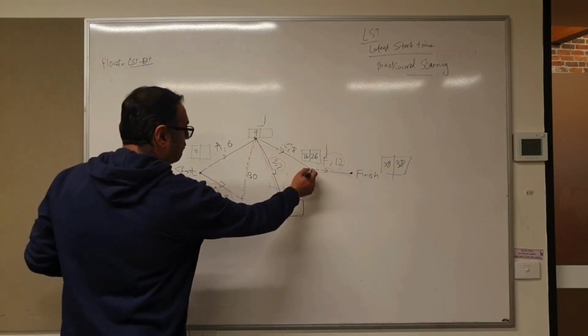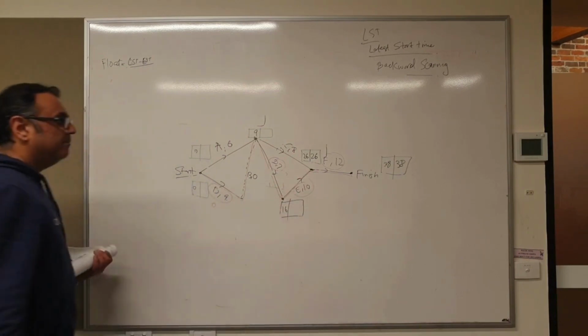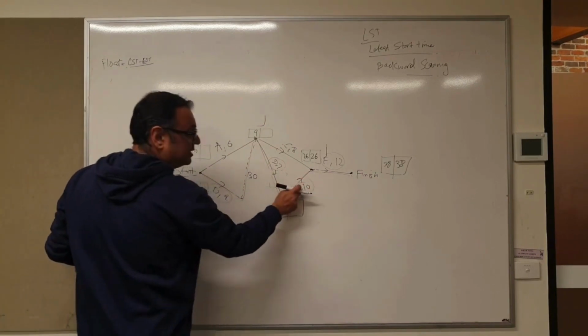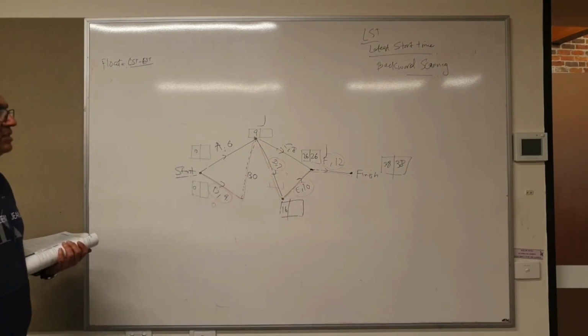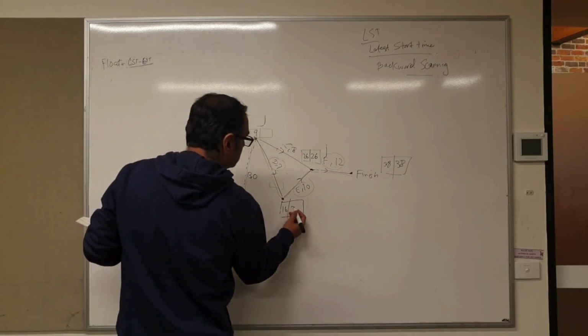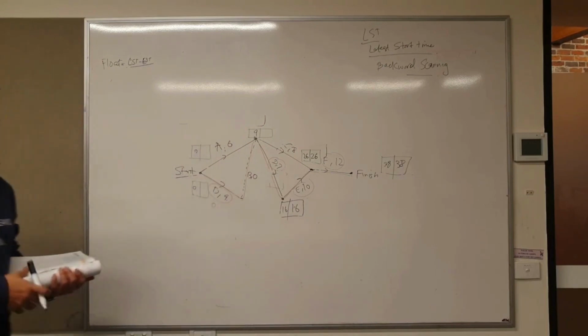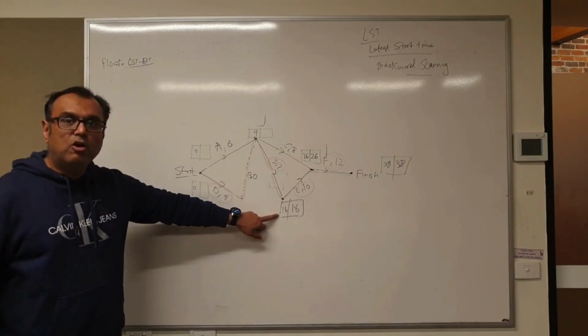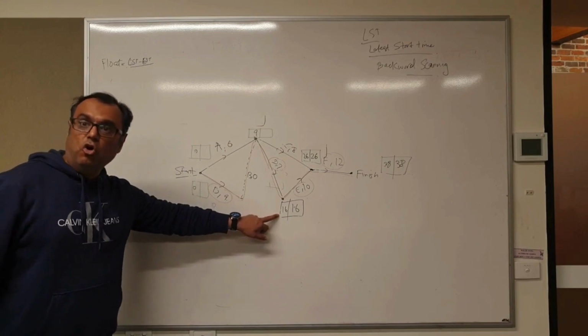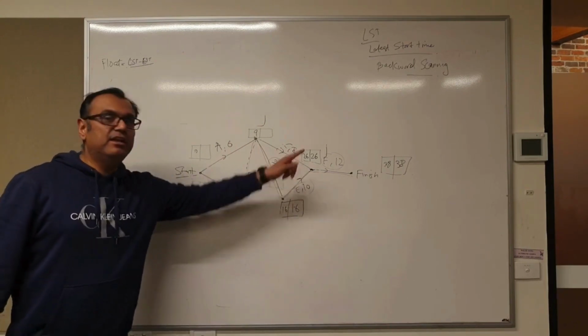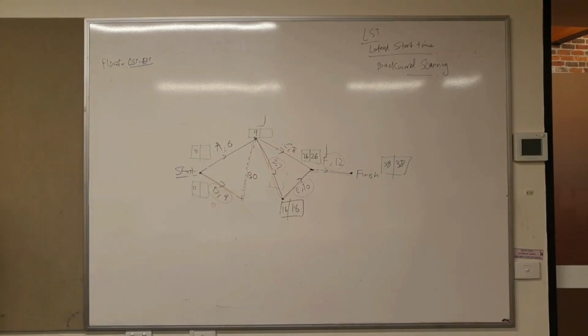Now let's go from F to E. You've got 10 here. So take away 26 minus 10. You got how much? You got 16. You see now, the float of activity E is also 0. 16 minus 16. And that is why it's in my red line path. Does that make sense?